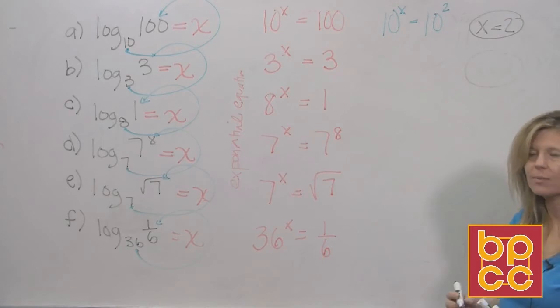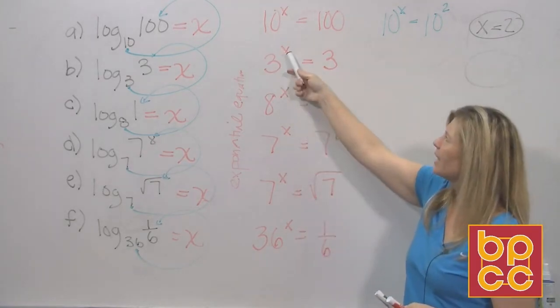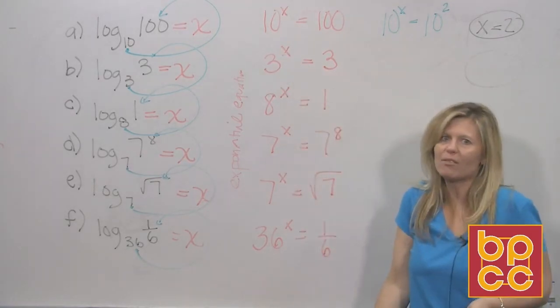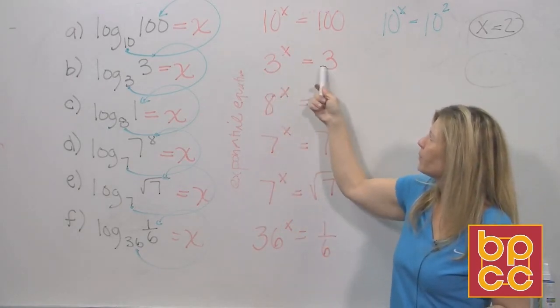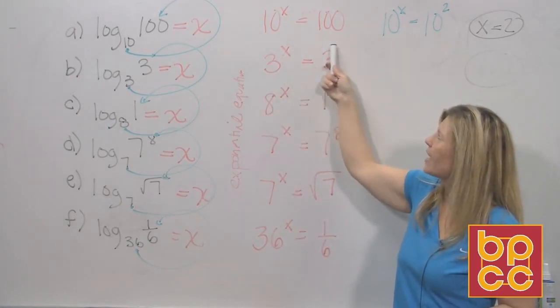See how nice that was? The second, 3 to the x equals 3. Well, that one we have no work to do. The bases are the same. If the bases are equal, then the exponents are equal.